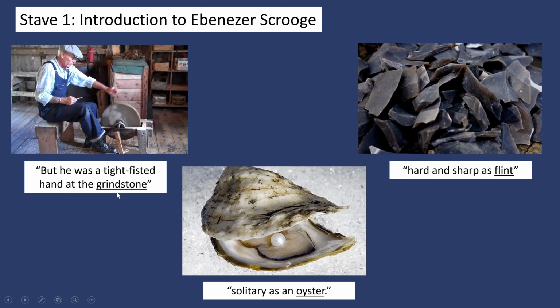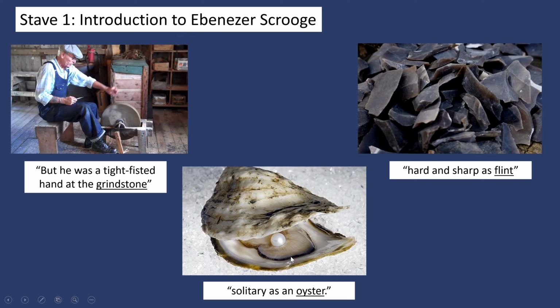So he was a tight-fisted hand at the grindstone. This could be a reference to the way that Scrooge works so hard for his money, or the way that he works others, the way that he works Bob Cratchit, for his money. Solitary as an oyster. This is what an oyster looks like. It is found at the bottom of the sea, and they often have pearls inside them.